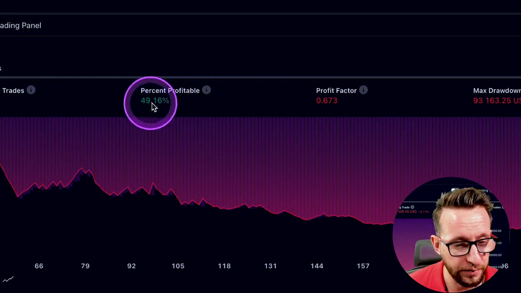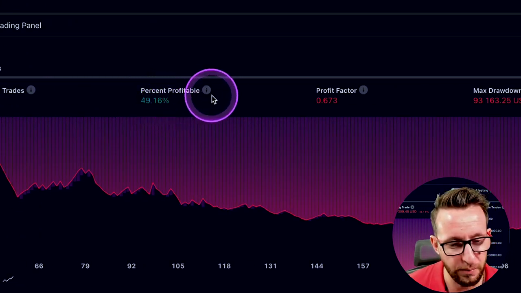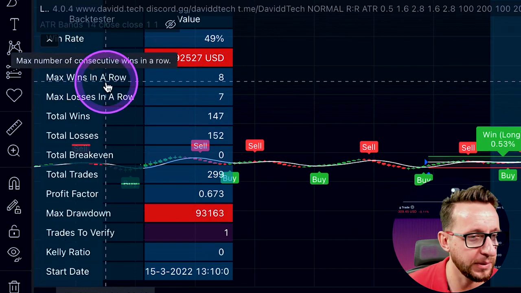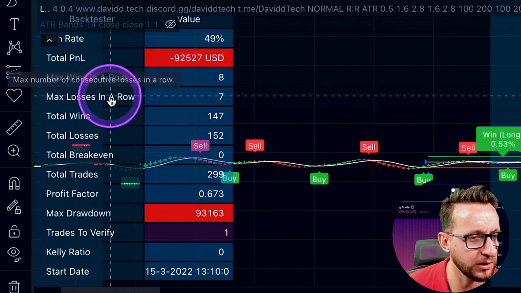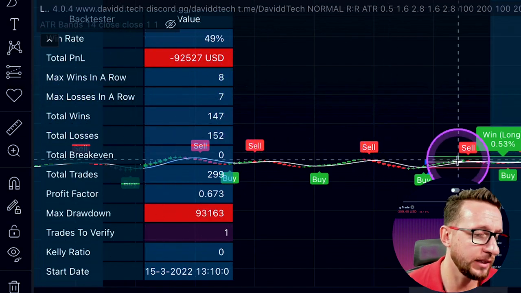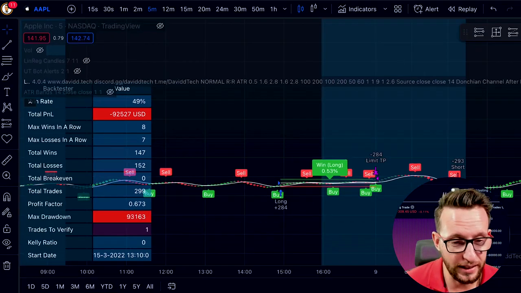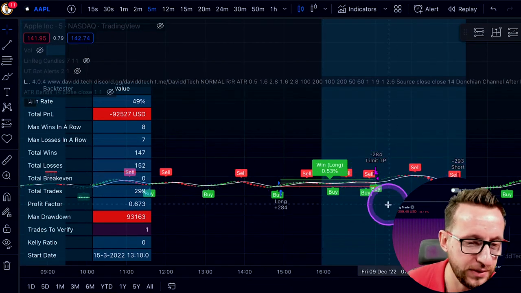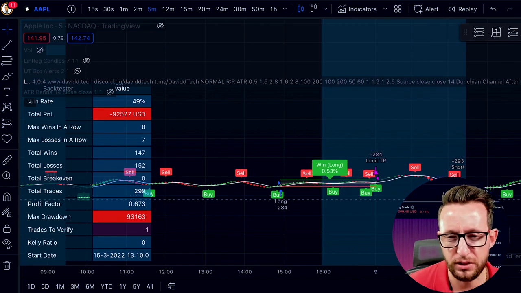We have a 46.16 win rate and a profit factor of 0.673. As you can see, we have maximum wins in a row was 8, maximum losses in a row were 7, and yes, so isn't great. I'm going to continue optimizing to try and find some better settings for all of these, but yeah, it isn't as good as I was hoping.